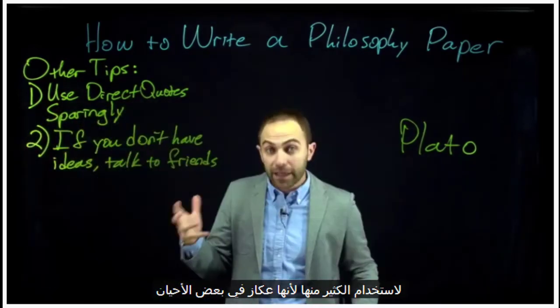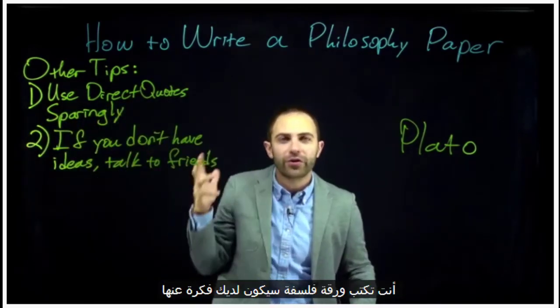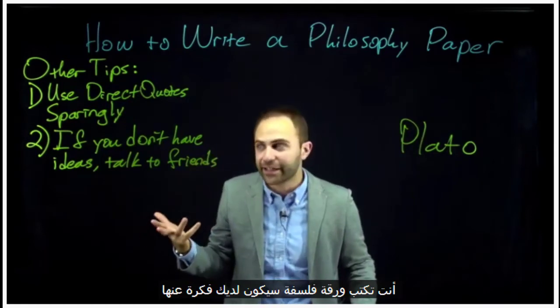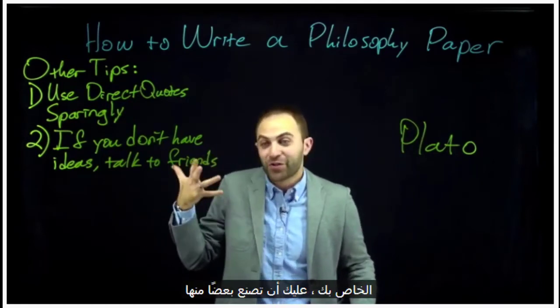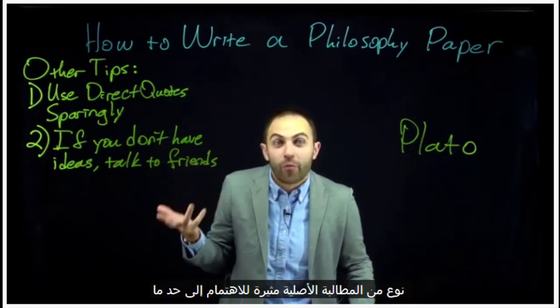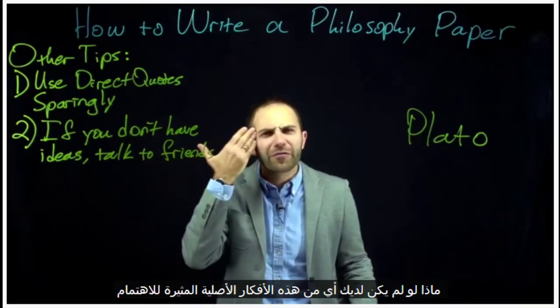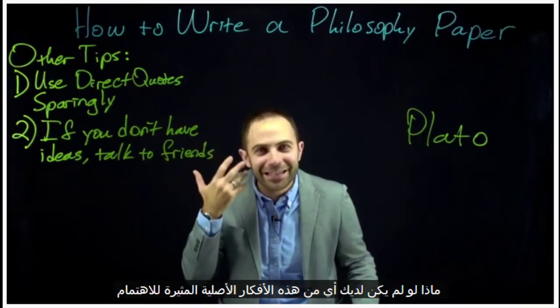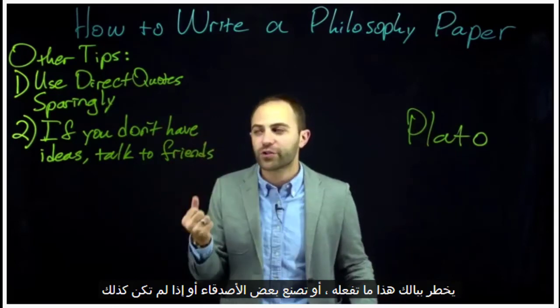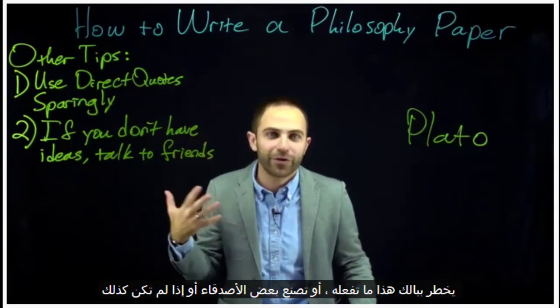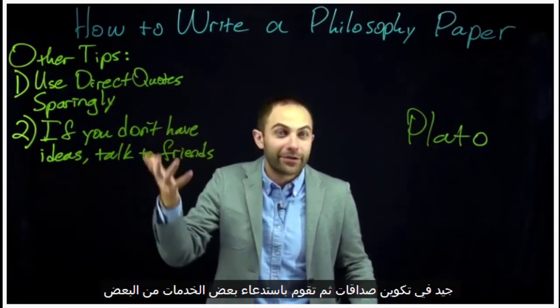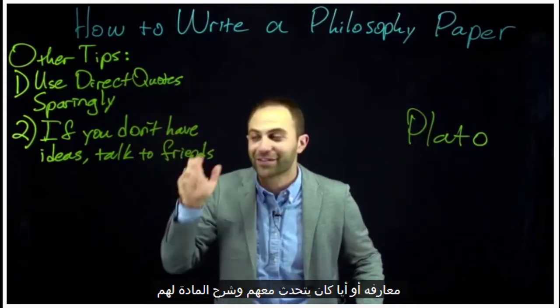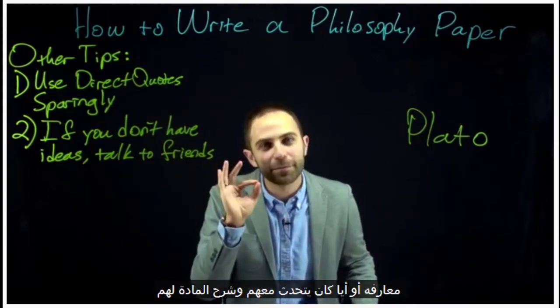Sometimes when you're writing a philosophy paper, you're going to have to have an idea of your own. You're going to have to make some sort of original, somewhat interesting claim. What if none of those interesting original ideas have come into your mind? Here's what you do. You make some friends, or if you're not good at making friends, then you call in some favors from some acquaintances or whatever. Talk to them and explain the material to them.